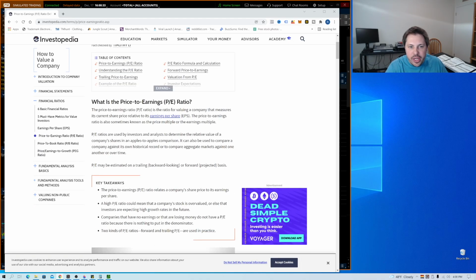The price to earnings ratio, PE ratio, is the ratio for valuing a company that measures its current share price relative to its earnings per share. The price to earnings ratio is sometimes known as the price multiple or the earnings multiple. PE ratios are used by investors and analysts to determine the relative value of a company's shares. In an apples to apples comparison, it also can be used to compare a company against its own historical record, or to compare aggregate markets against one another over time.